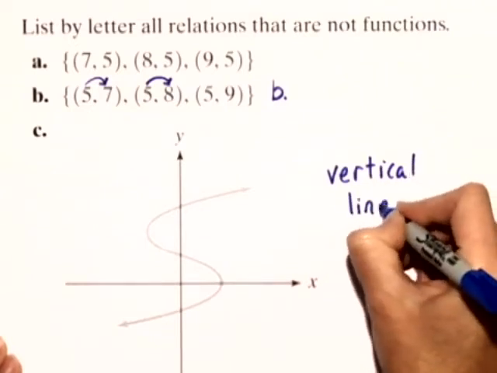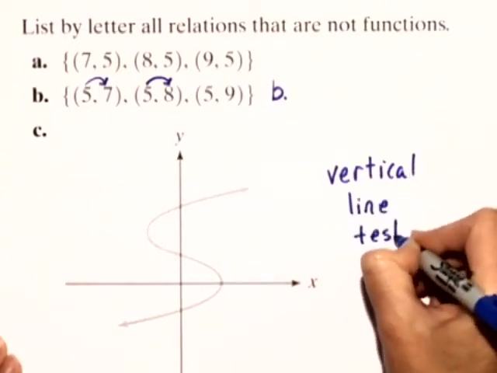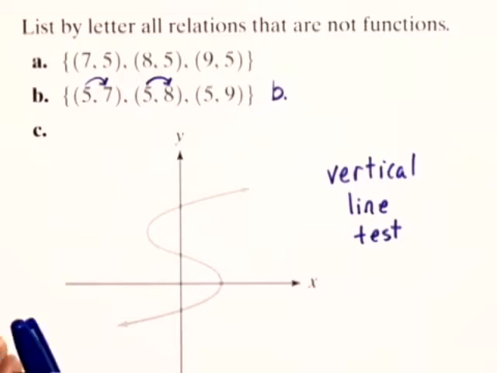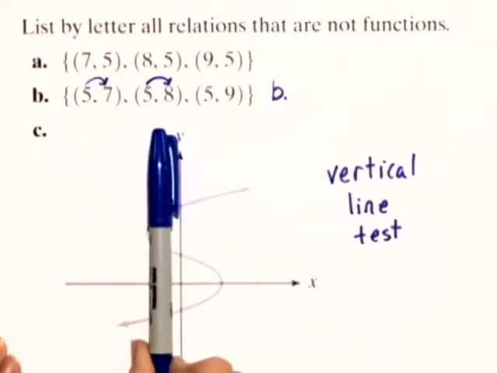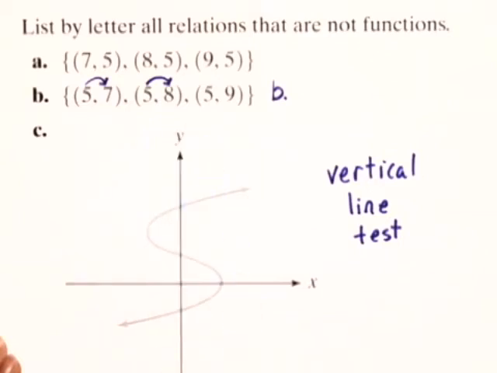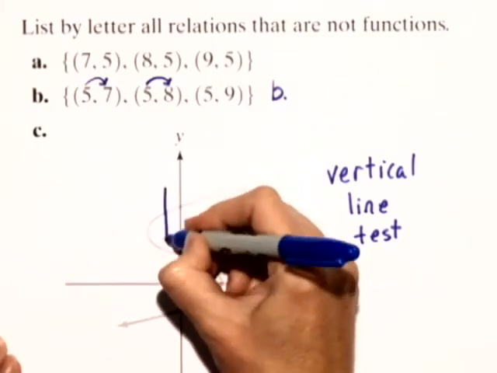Here's what the vertical line test says. It says if you can take a vertical line at any point on the graph and it touches the graph in more than one place, then this does not represent a function. In other words, y is not a function of x. Well, let's try it and see.